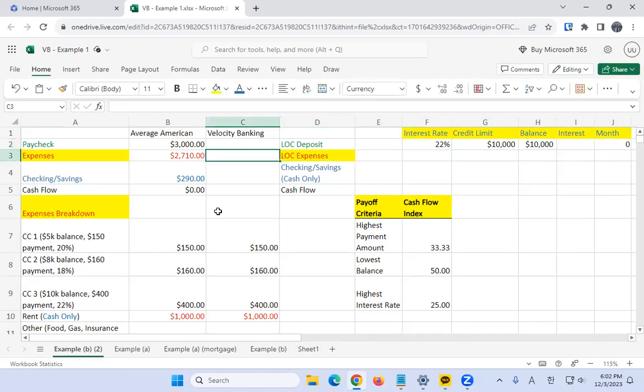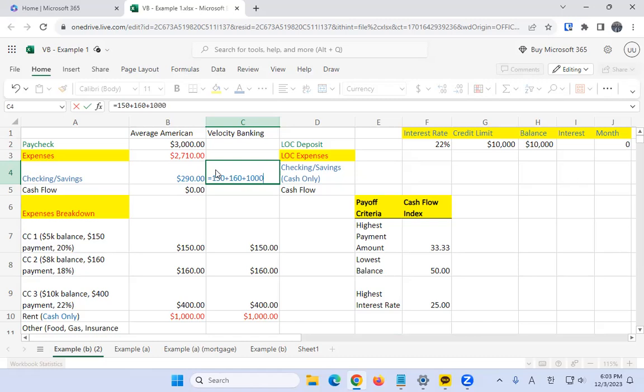And so let's calculate how much we're going to dump into the line of credit. Like I said before, in other scenarios, we dump in the whole 3,000, but here it's going to be 3,000 minus whatever is going to checking and savings. So whatever is going to go to checking and savings is the things we're going to pay in cash: credit card 1, credit card 2, and then rent. So that's 150 plus 160 plus 1000. Okay. And so that's going to be what goes into checking and savings.